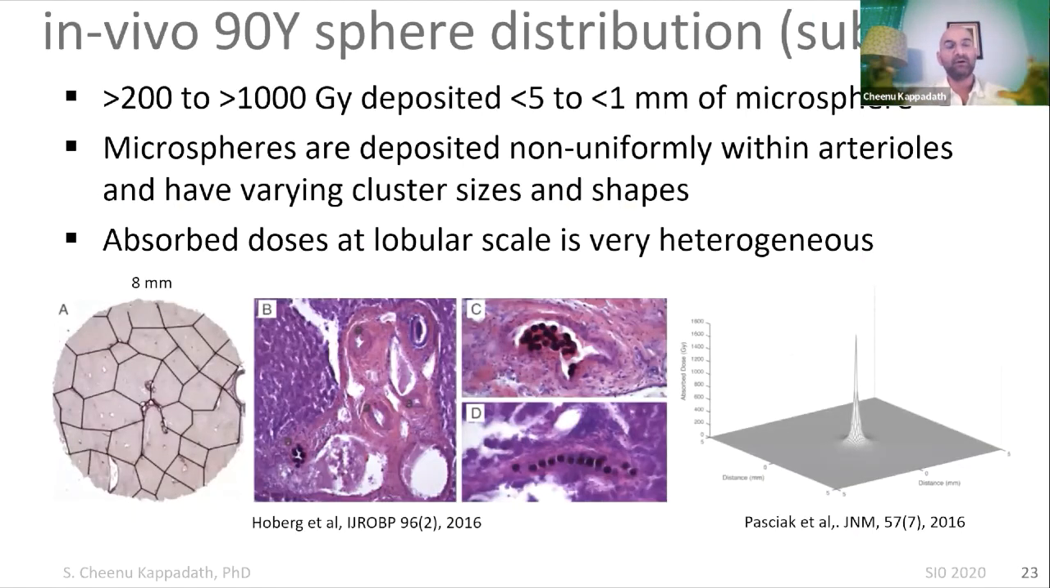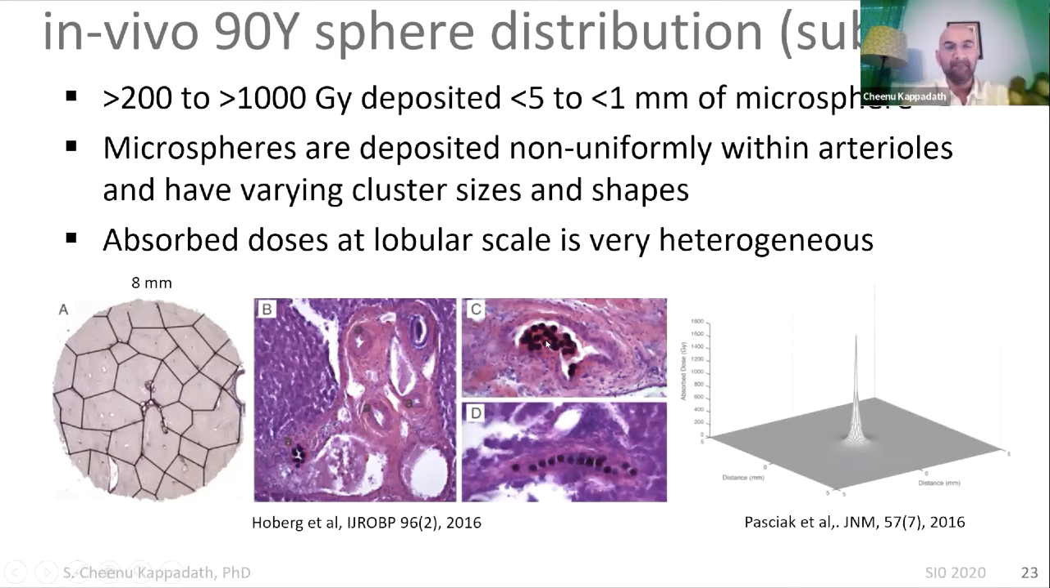Now I want to zoom into a much smaller scale of millimeters, okay? So you can see at the millimeter level, these microspheres are deposited very non-uniformly, okay? And they are in clusters as shown here, and they have different sizes.